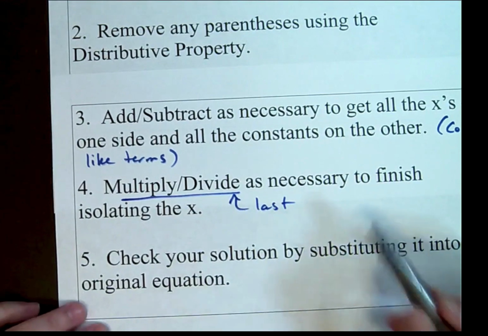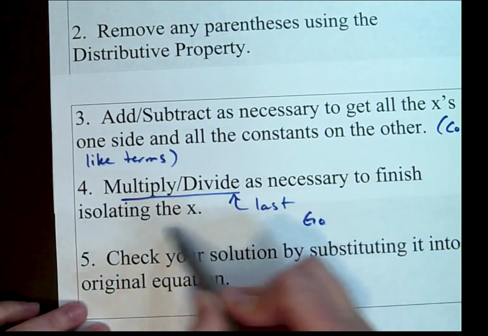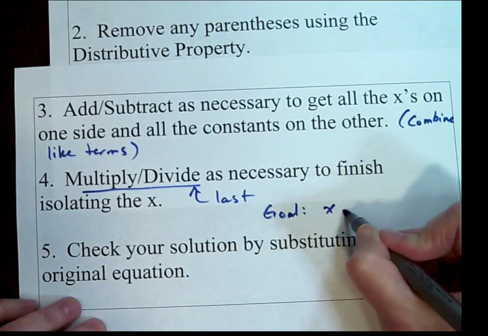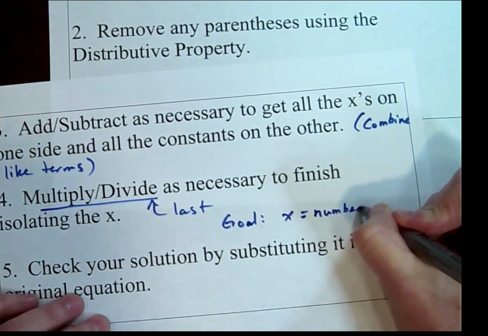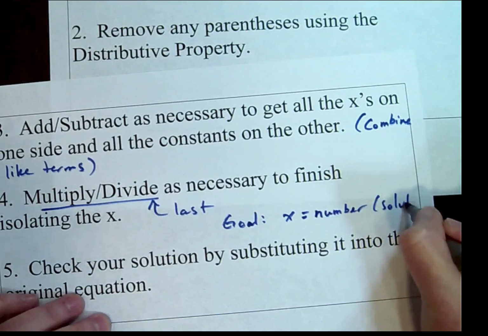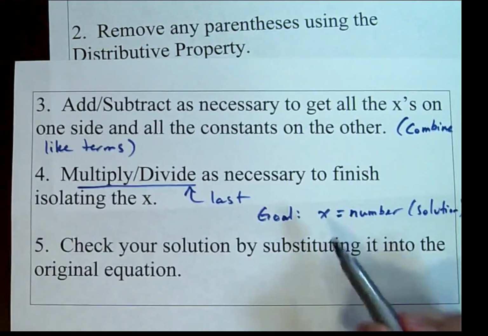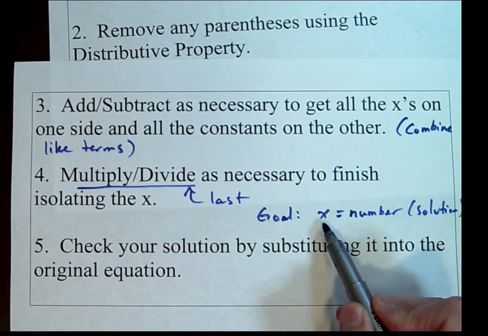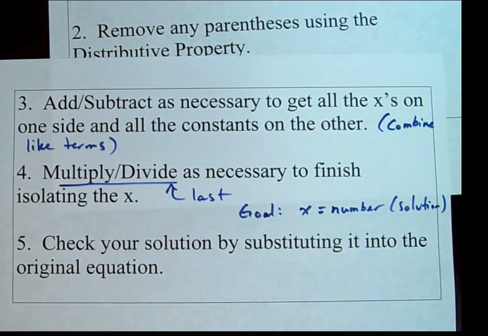And maybe I should remind us that our goal, when it says finish isolating the x, is to have an equation that looks like x equals just a number. Okay, and that number is your solution. So in your final equation, x will be all by itself. It will be isolated on one side of the equation. And then last, check your solution by substituting it into the original equation.